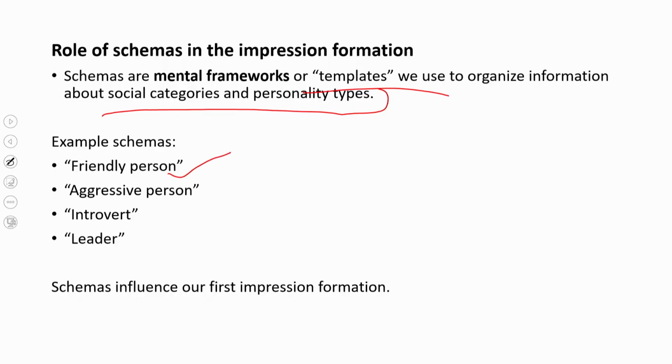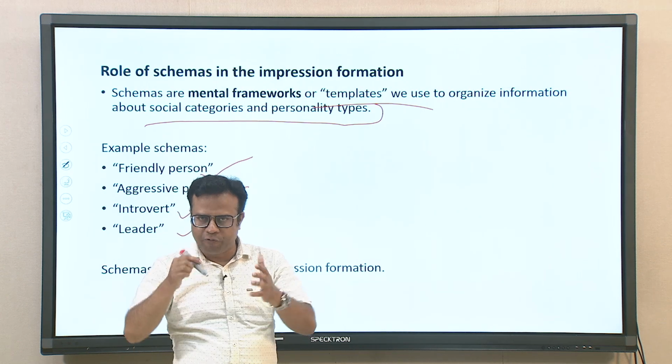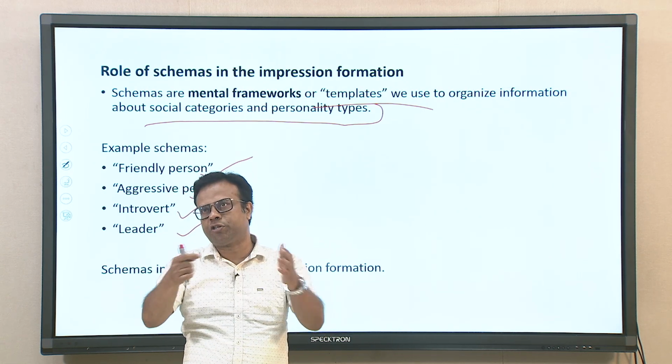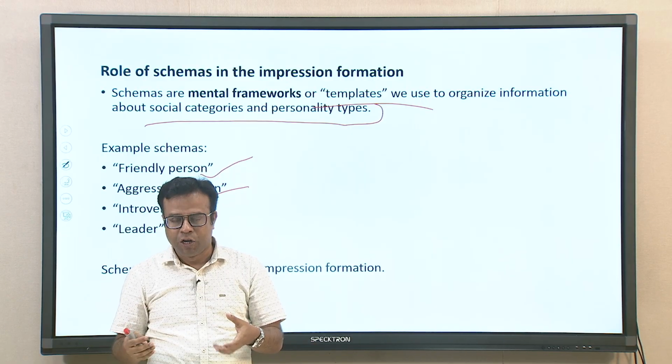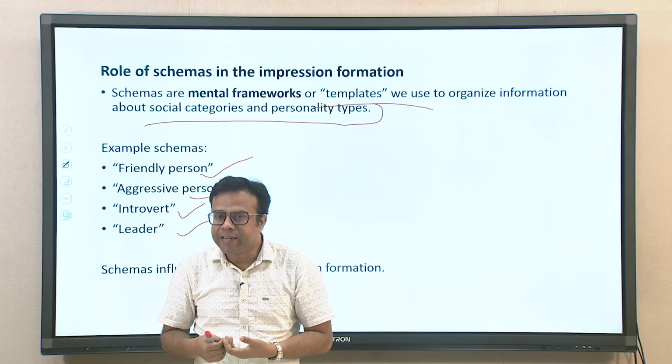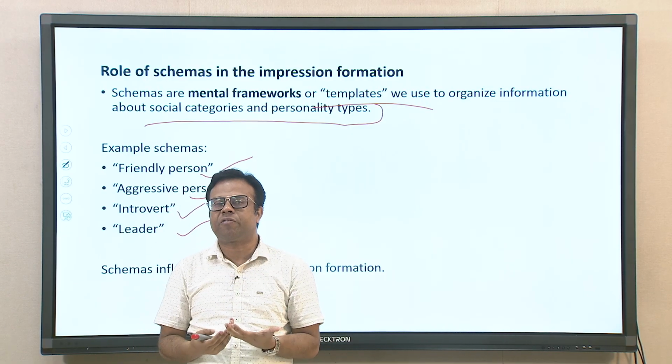So, how do you behave when you meet that person? When you have a mental framework of an aggressive person, you think that person is aggressive, so you will have a different kind of behavior toward that person. Introvert, leader and so on. So, whatever mental schema we create about a person or a situation, our behavior also follows differently as per our mental frameworks. And it influences our first impression also.